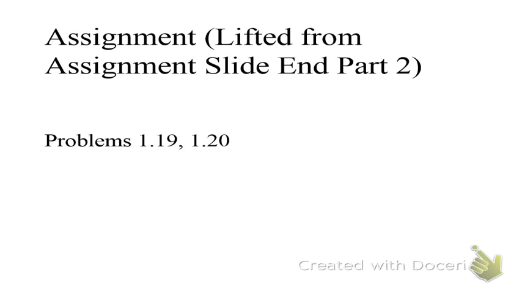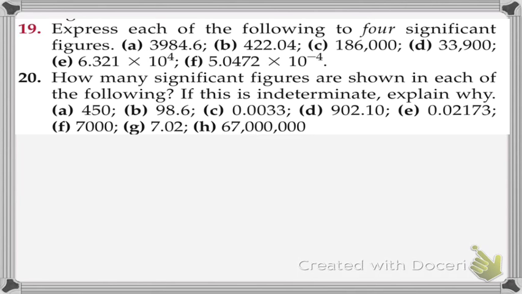The first one, number 19, express the following to 4 significant figures. We didn't talk about rounding. I think that's one of the things I just kind of assumed that you have. But rounding, if the next digit is a 5 or above, you round up. If it's a 4 or less, you leave the number the same.